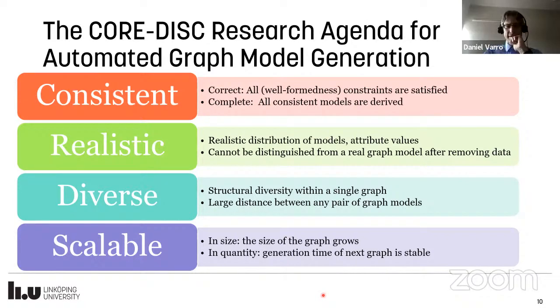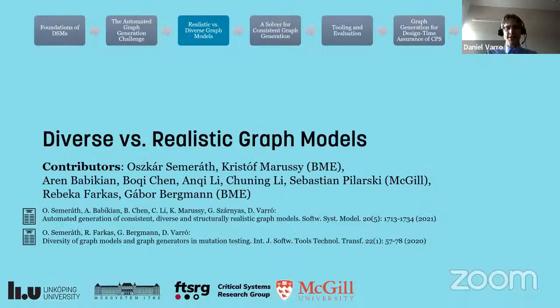Okay, so I think then I go to the next question. Consistency is one aspect that I think I will spend some time on. But before that, let me give you some insights about the other two properties, where we found that there is not that much amount of work, which is the realistic and diverse nature of graph models.